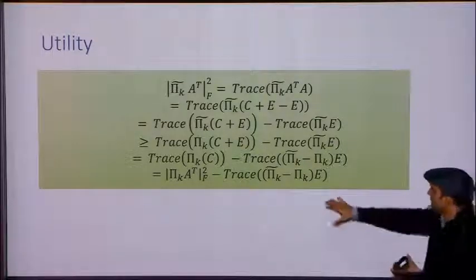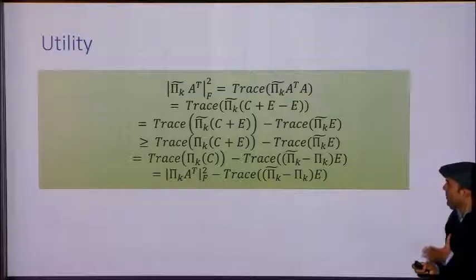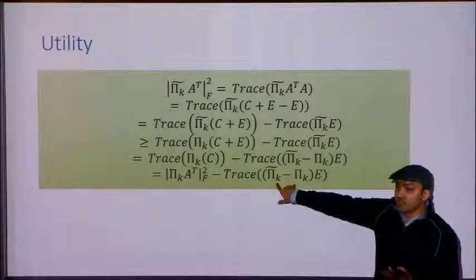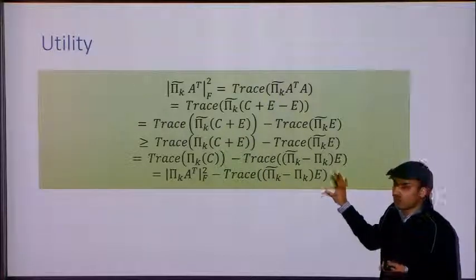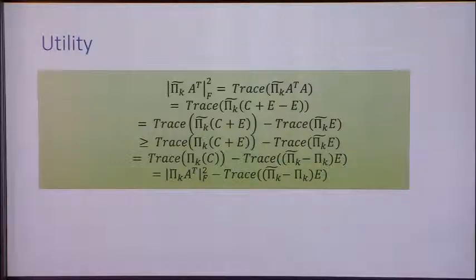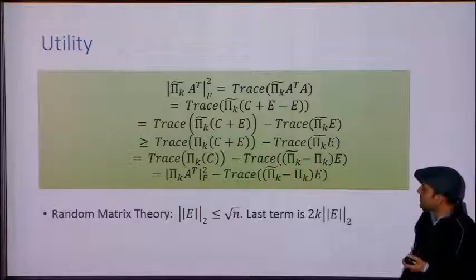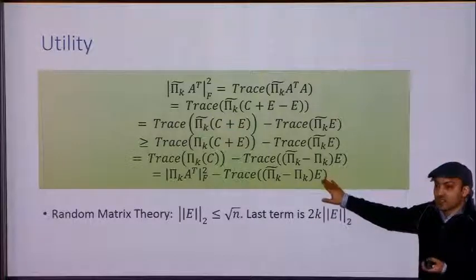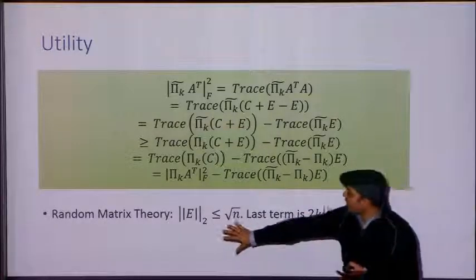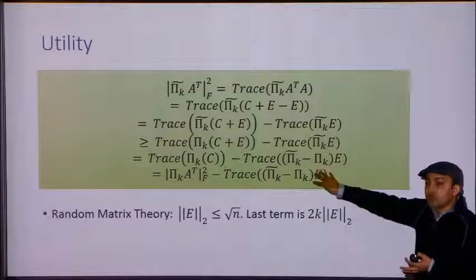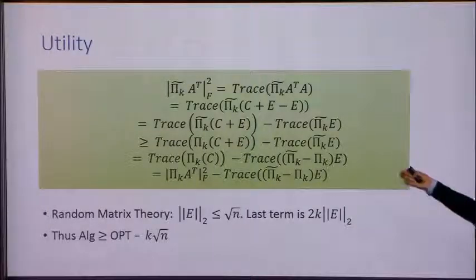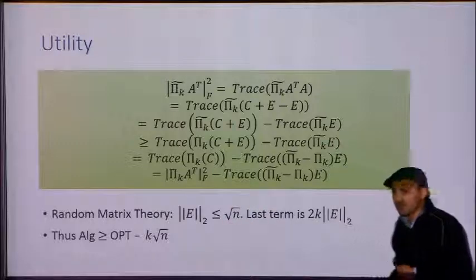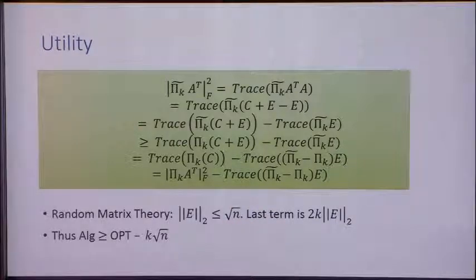Okay, so now all I need to do is understand this little error term. So firstly note that these are projection matrices into rank k subspaces. So this is a rank 2k matrix. I've taken some matrix, projected it down to 2k dimensions, so it's a rank 2k matrix. So this is at most 2k times the 2 norm of this matrix. And standard results in random matrix theory tell me that the 2 norm of a random Gaussian matrix is square root of n. So that's it. This gives me that the algorithm is at least opt minus 2k times square root n. Any questions?